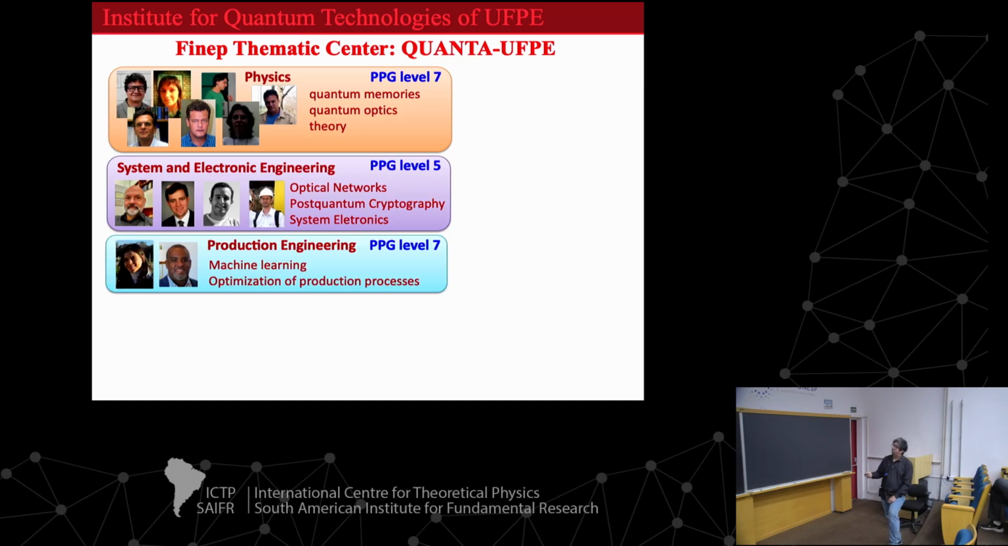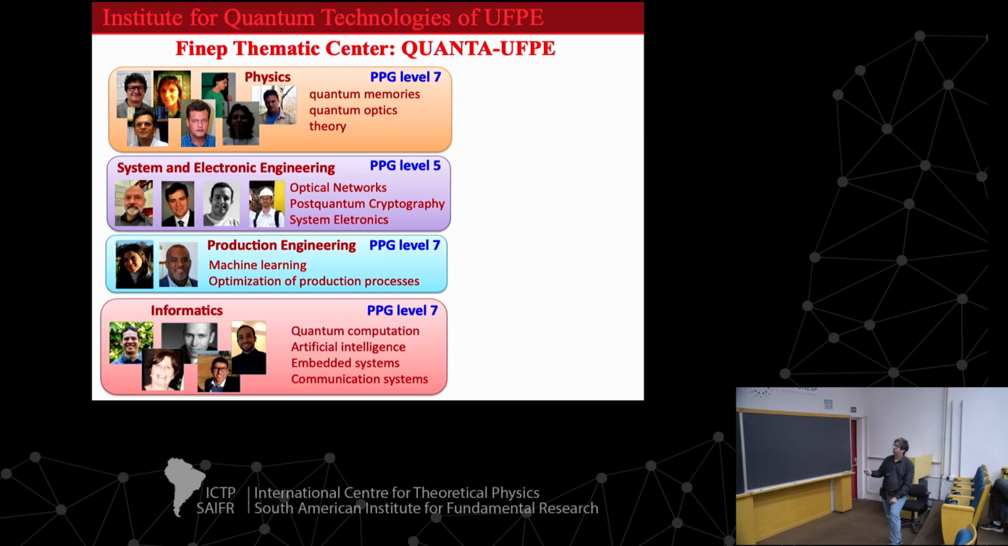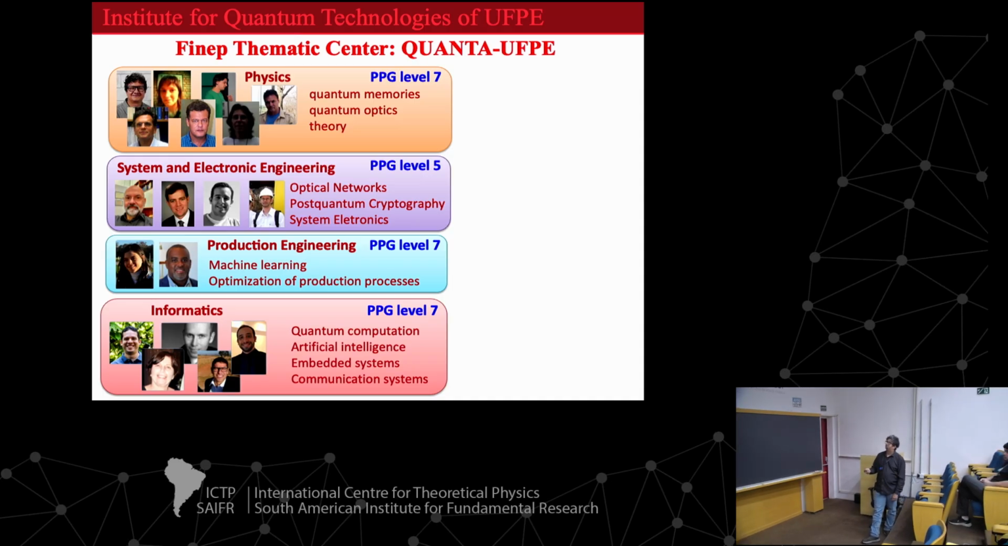And we also had a group in production engineering that was specialized in machine learning and an optimization production process already using quantum computation, okay? And you see that you have these graduate programs that are all well evaluated, both in informatics, production engineering, electronics, and physics. For electronics, we also had a quantum computation group, an artificial intelligence group, and a communication systems group. So we have all these groups, and all have different projects related with quantum technology.